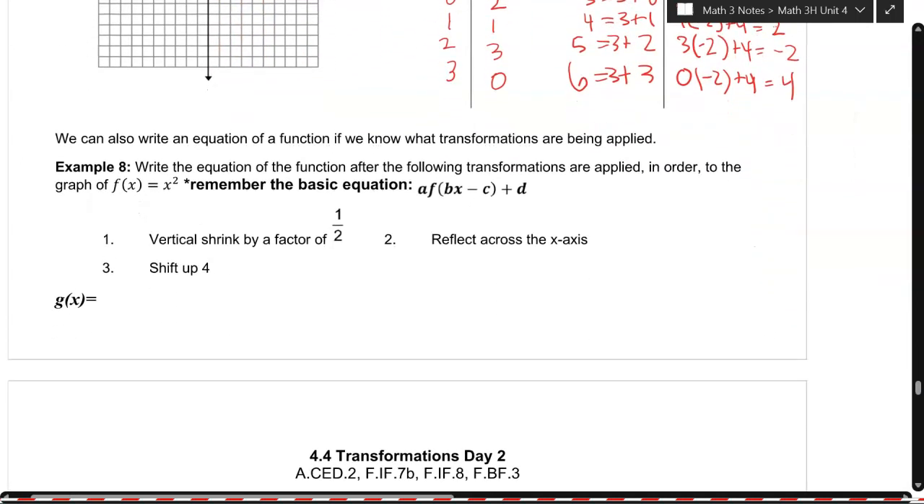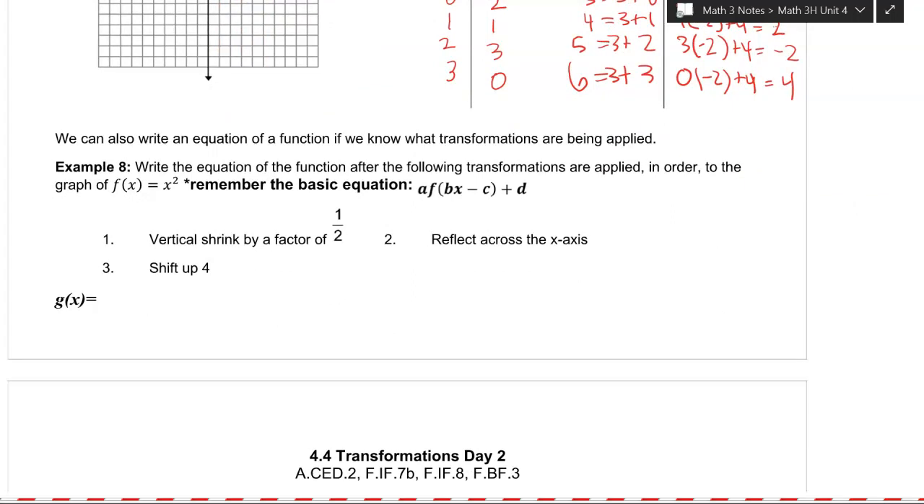All right. Last thing, we can also write an equation of a function if we know what transformations are being applied, kind of like we did when we were looking at the graph and going backwards, but this time we don't have a graph to look at, we just have the transformations. It says, write the equation of the function after the following transformations are applied in order to the graph of f of x equals x squared. And remember your basic equation. All right, we have a vertical shrink by a factor of 1/2, reflect across the x-axis, and a shift up.